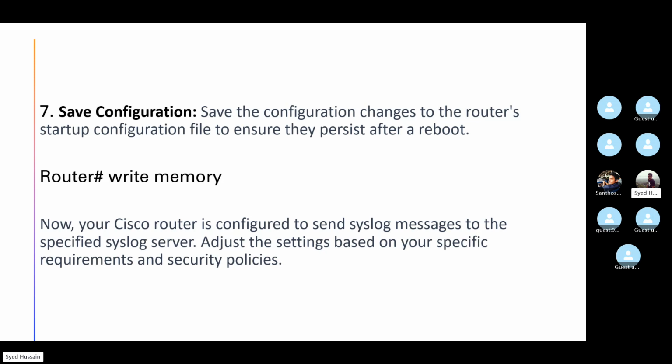You can see now your Cisco router is configured to send syslog messages to the specified syslog server, or to the internal buffer. Adjust the setting based on the specific requirement and security policies. If the customer has security policies and a syslog server, then we can go with the syslog server. If they have a simple setup, we can store it in the router itself. Fine.